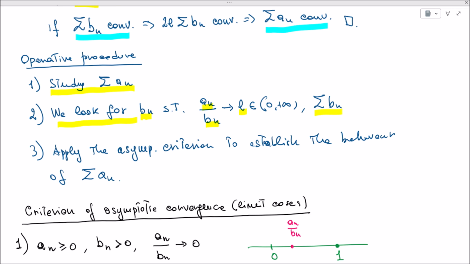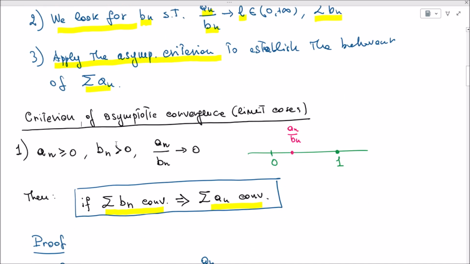So we will be looking at a sequence Bn that we know will create a series, the sum of Bn, that we know how to study. Then we can conclude by applying the asymptotic criterion that the sum of An will have exactly the same behavior as the sum of Bn. Okay, now that we stated the standard version of the criterion, let's see what the other version is.